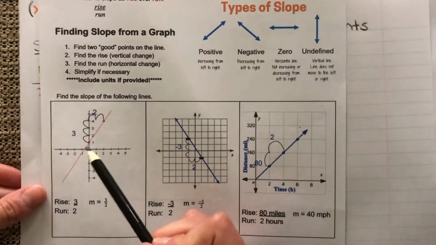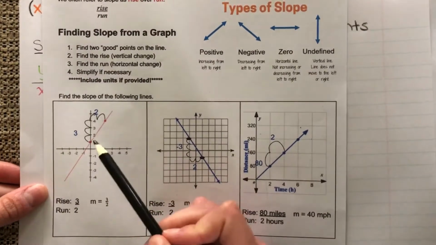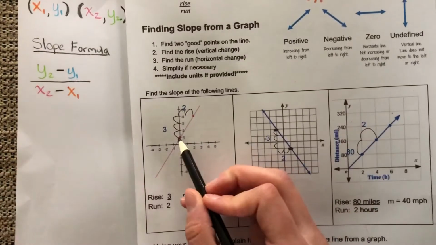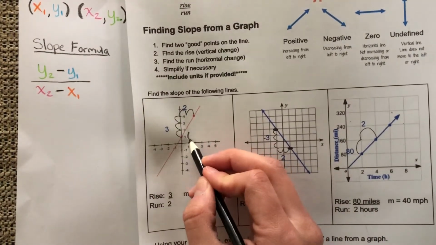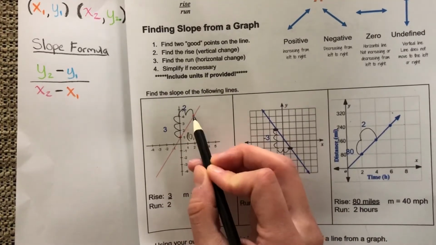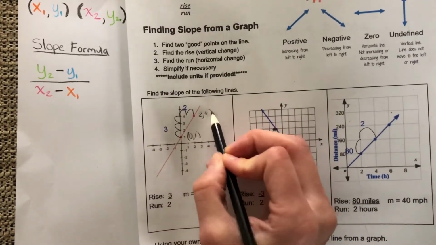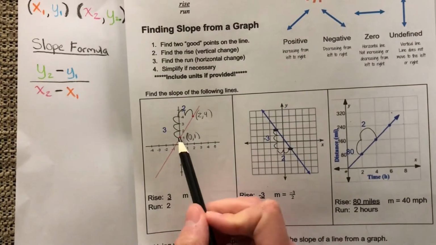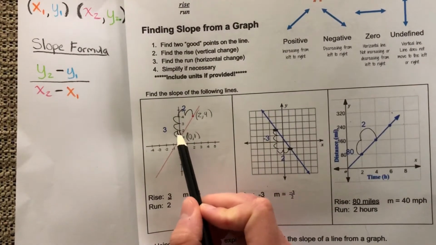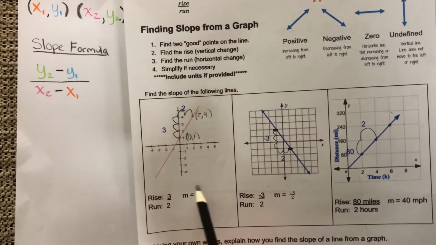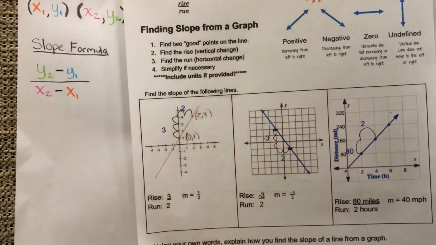And so in this case, I had this nice red line. I was able to find 2 good points. Remember what that means. That means I can find the actual coordinate of that point. This point being at (0, 1), and this red point being at (2, 4). So when I say good points, I can actually tell the coordinates of that spot, the exact spot where that point is located. And to get from one point to the other, I count my vertical change, which was 3, and my horizontal change, which was 2, and so the slope of this line was 3 over 2.